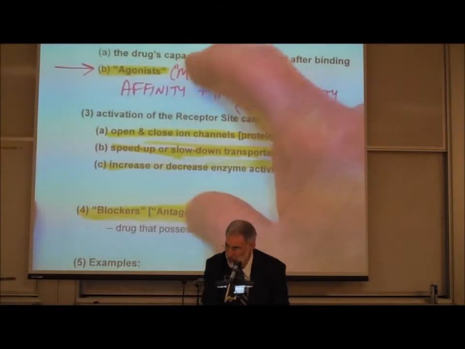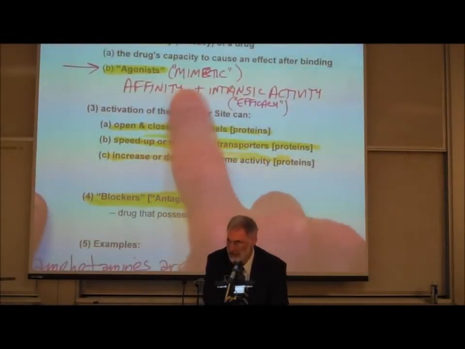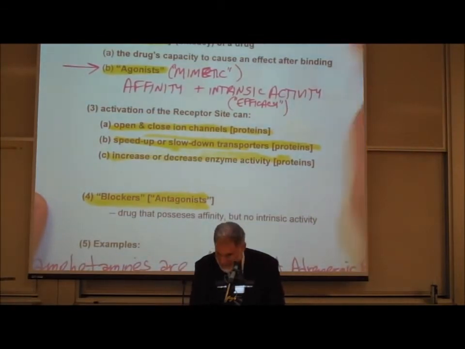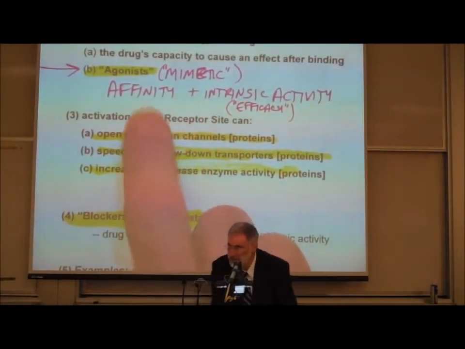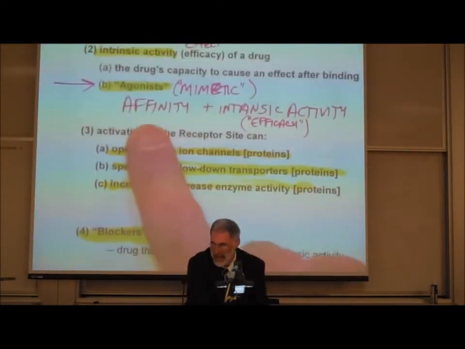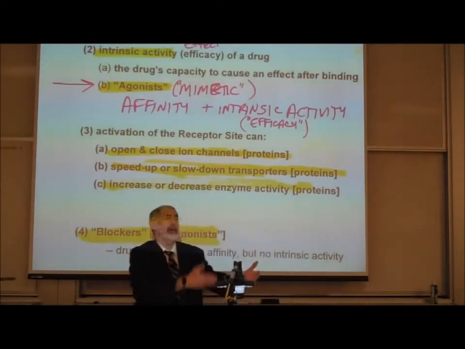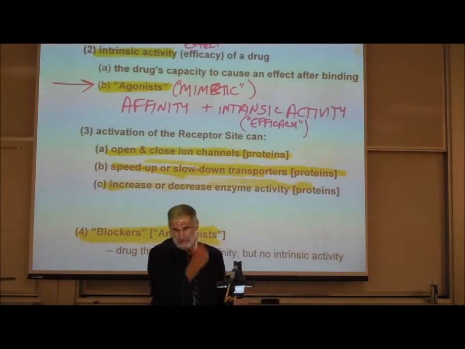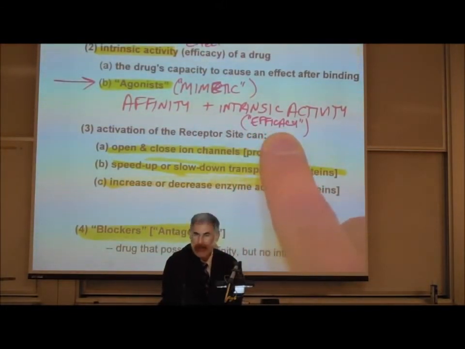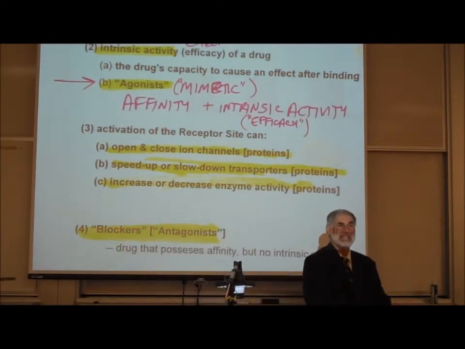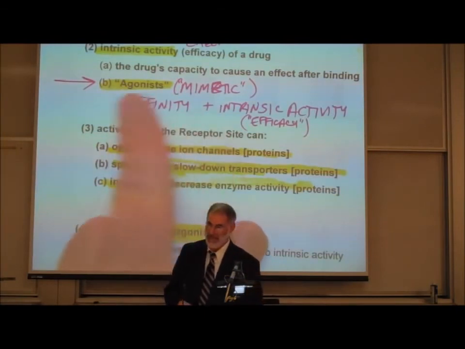We have two categories of drugs, what are called agonists and blockers. Agonists are also known as mimetics. Mimetic, M-I-M-E-T-I-C, means to mimic, to copy. So an agonist or a mimetic is a drug that has affinity and intrinsic activity. A drug that wants to bind to a receptor site, that's called affinity. And then after it binds, it activates it. That's called intrinsic activity. That is called a mimetic. This is a drug that mimics the action of our own hormones or neurotransmitters. It's also known as an agonist. Agonists or mimetics mean the same thing.